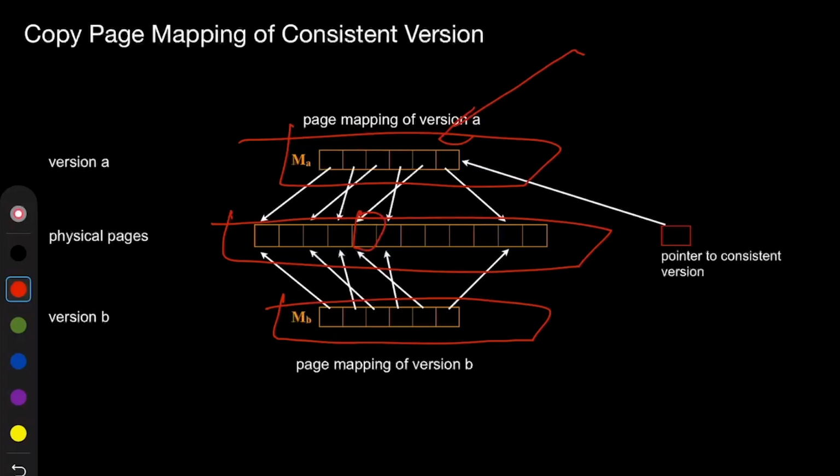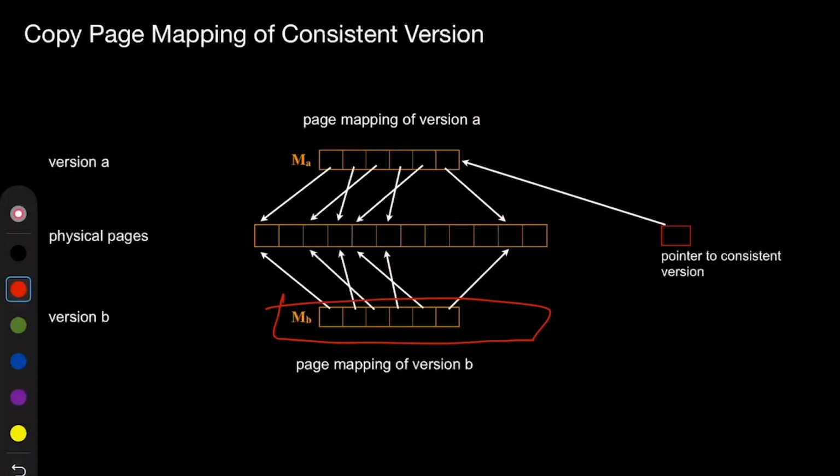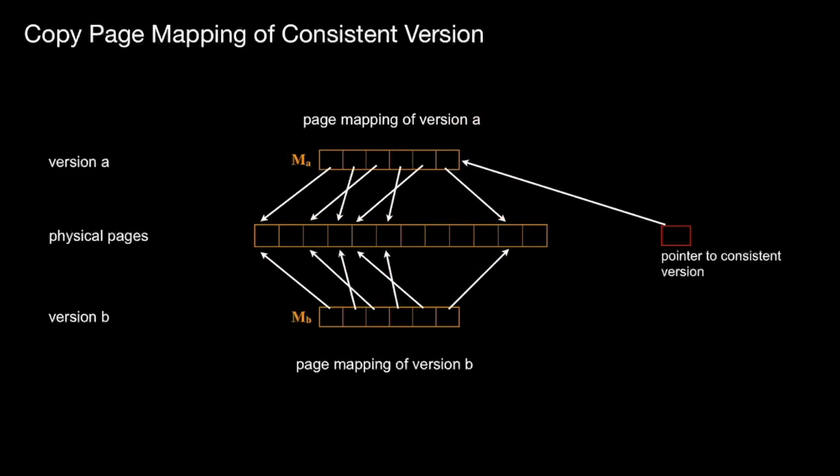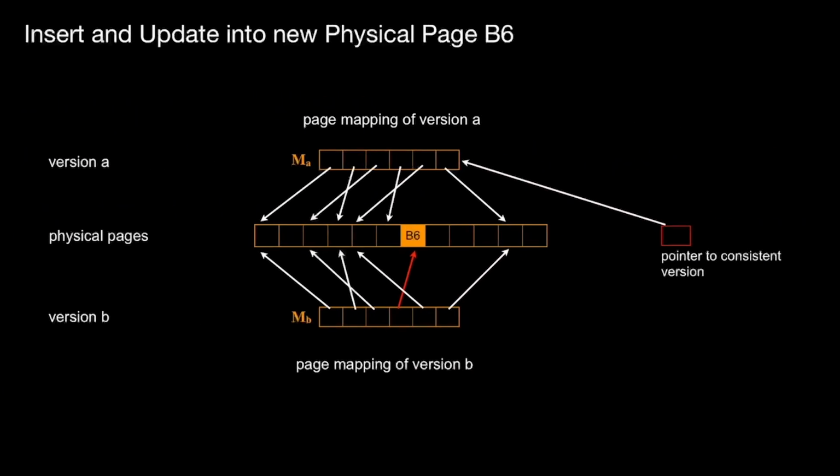It's just another indirection to protect the physical pages from concurrent accesses. Yeah, and in this world, you can basically have a consistent version. That is your consistent version mapping to the pages that have the consistent data. And now any transaction that starts and does something could operate here. And now, for instance, you insert something. You insert an update into a new physical page B6.